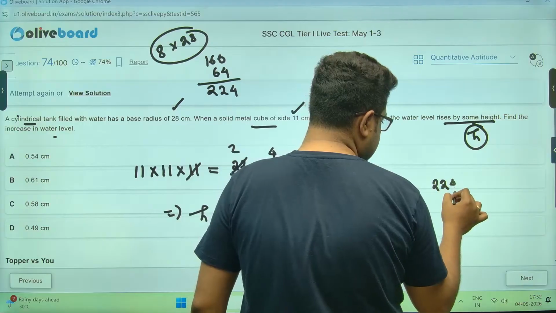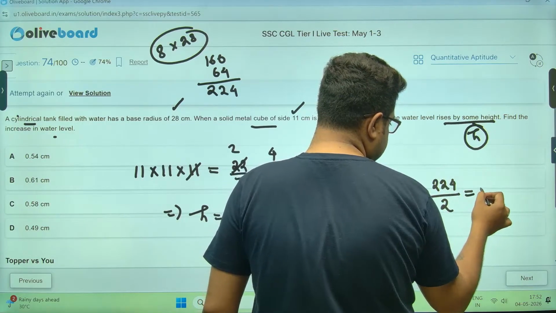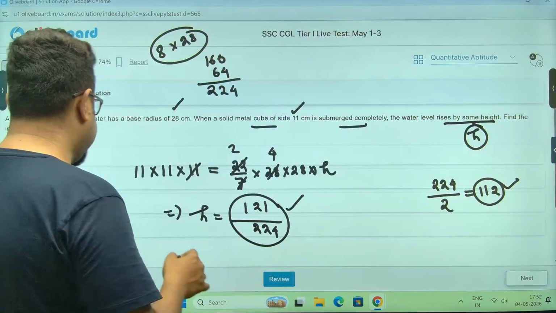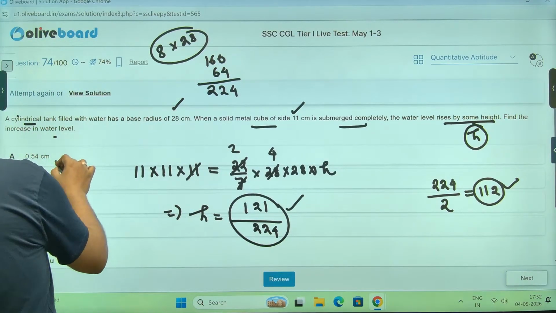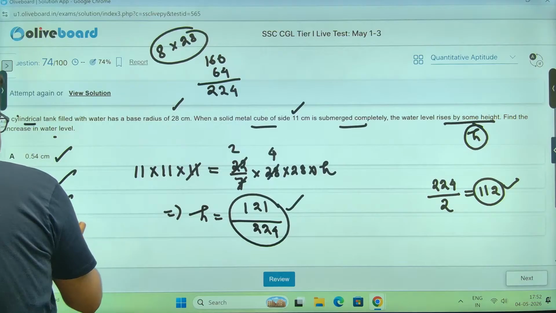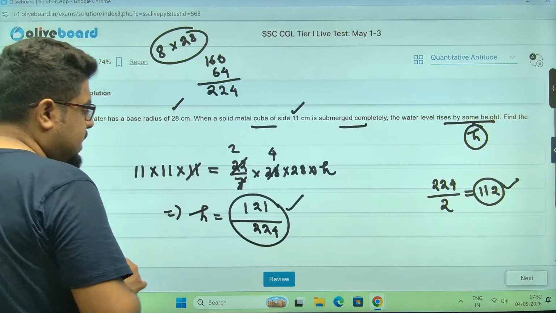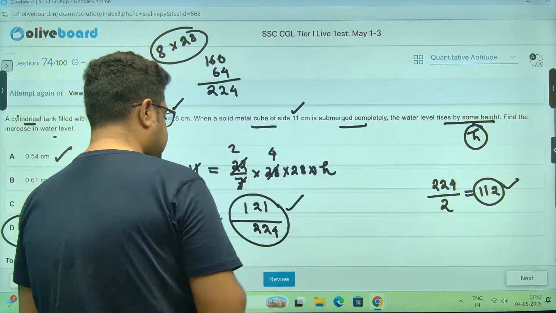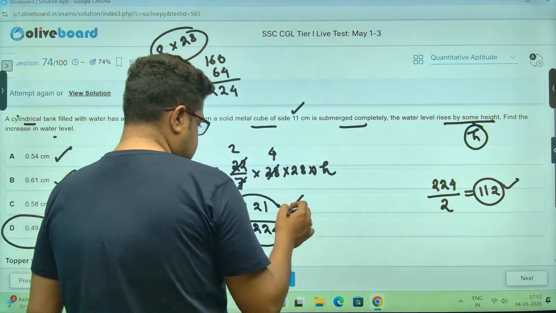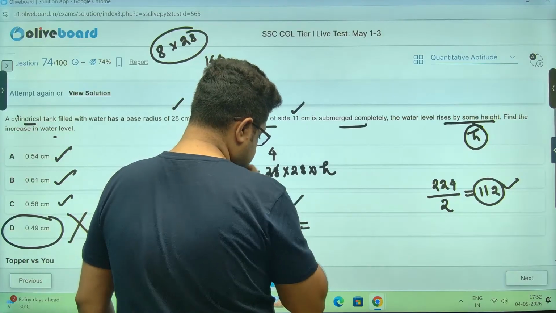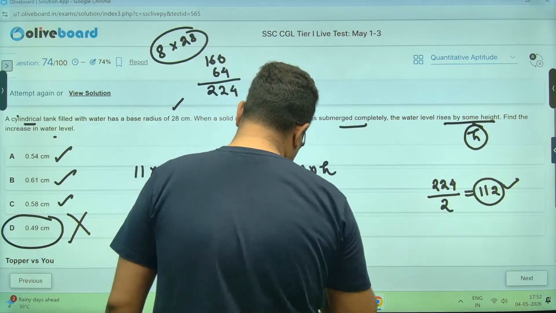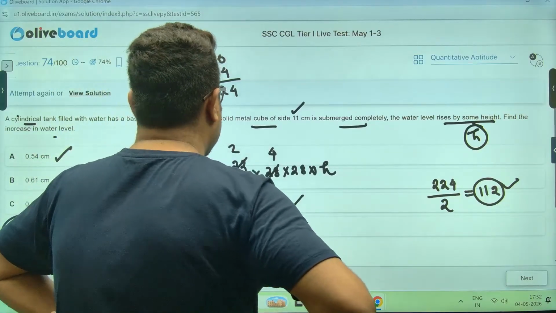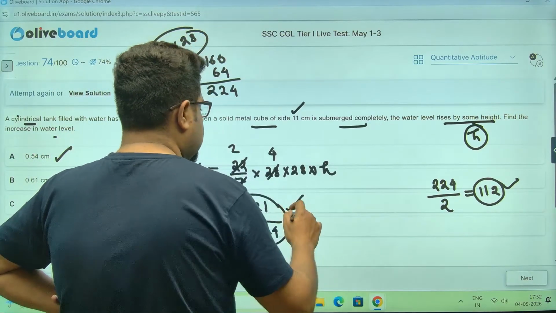220. 4 by 2 would have been 112, sir. So it will be greater than 0.5. Greater than 0.5 meaning the answer can be this, this or this. This cannot be the answer. Again, we have to do this. We cannot do anything. Correct. I don't think we can do much.